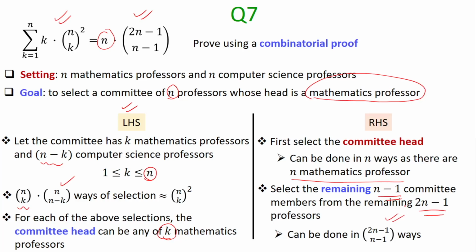And now by the product rule, if I multiply the number of ways in which I can select the committee head and the number of ways in which I can pick the remaining committee members, I get the number of committees satisfying my goal.